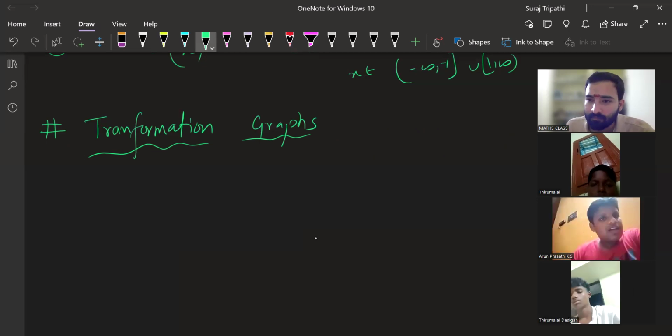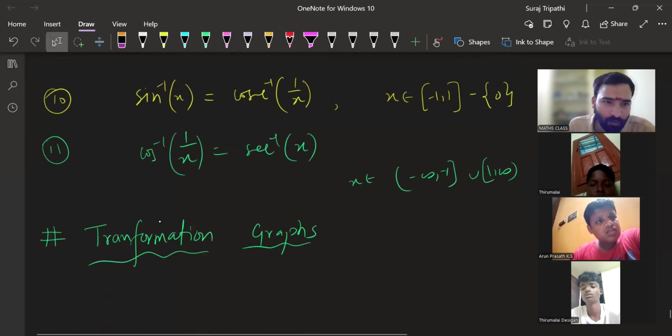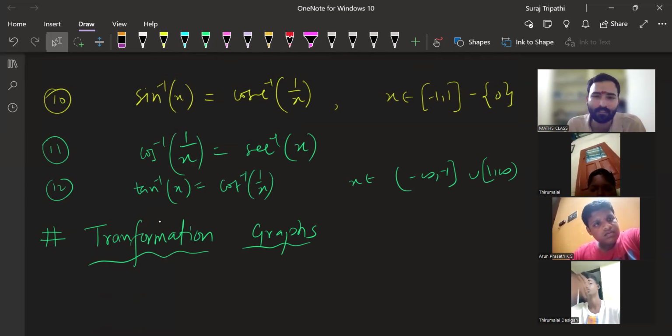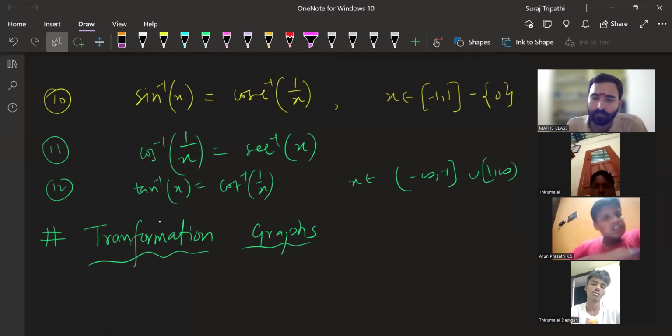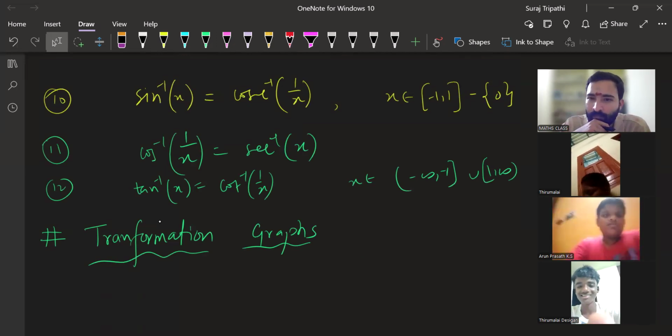Sir, can you show the 11th property? Yes, this one. See, there are more properties based on the same pattern. Like also you can write tan inverse x equals cot inverse 1 by x. Right? All these properties you can write like this. Cot inverse x equals tan inverse 1 upon x. That also you can write down.